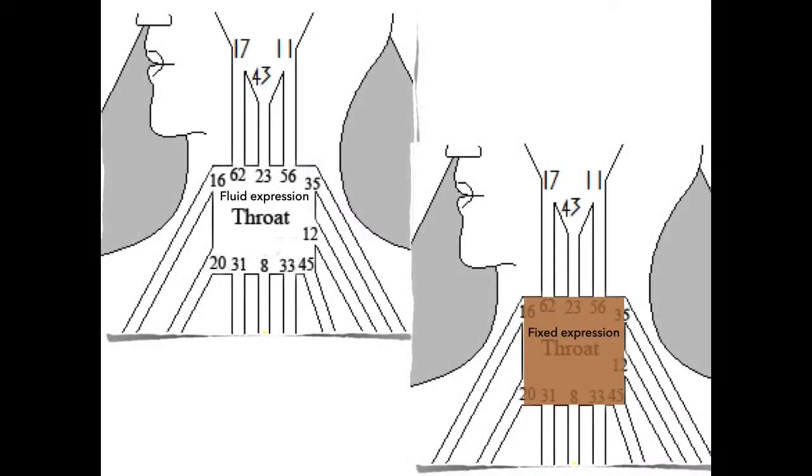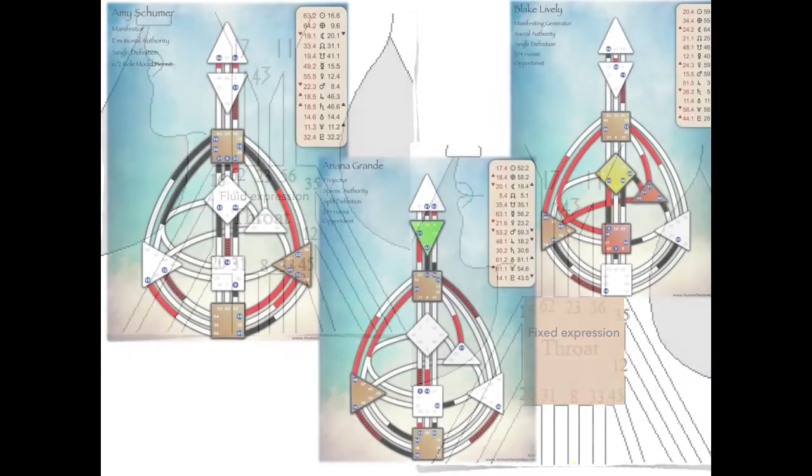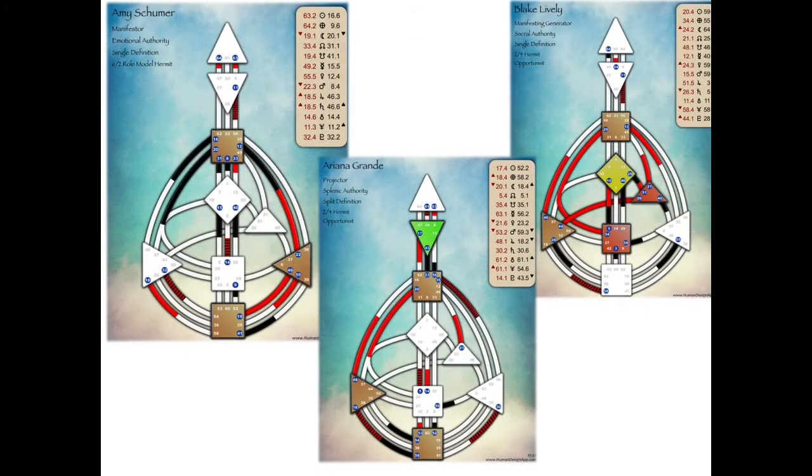And when we're talking about any defined center, including a defined throat, we're always talking about an expression that is more fixed in a defined center and an expression that is more fluid when the center is undefined. But when it comes to having a motorized or a non-motorized throat, both centers are going to be brown. So that can be confusing. So let's understand what the difference is between a non-motorized and a motorized throat.